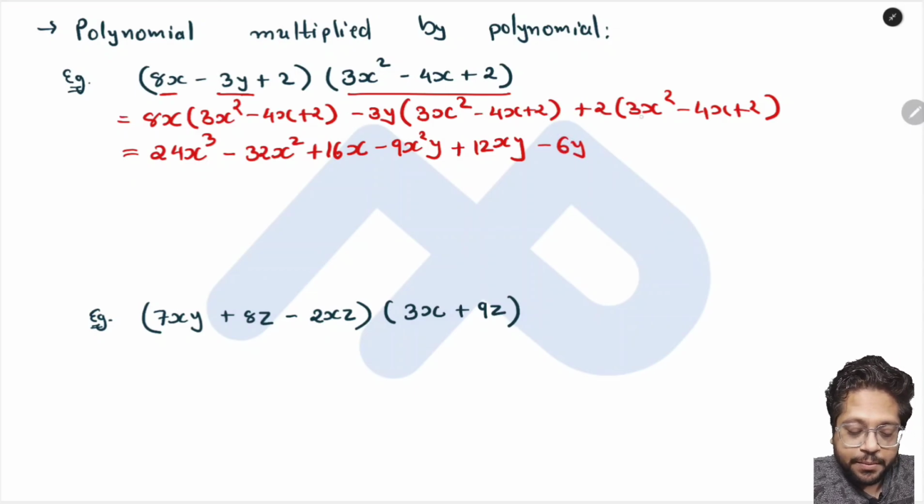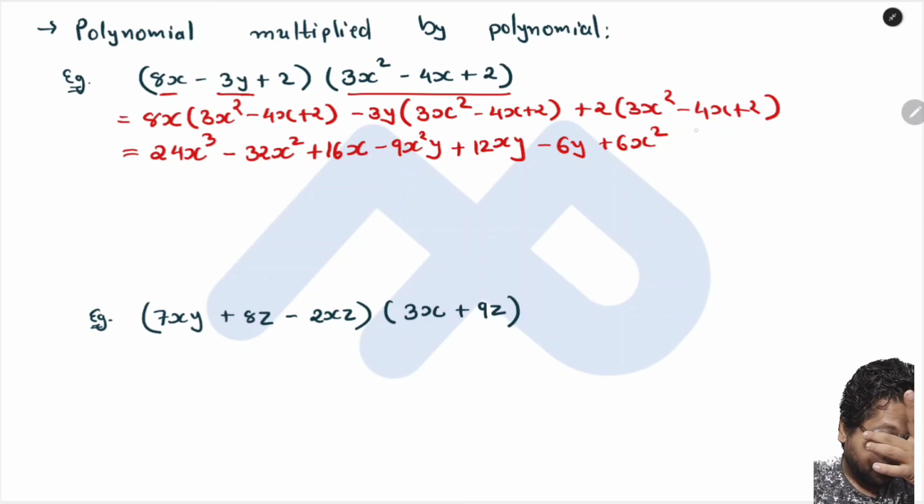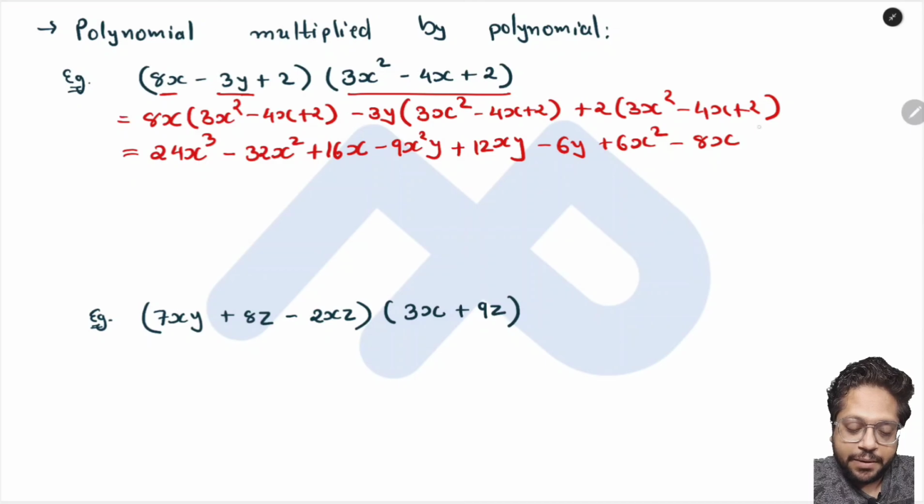Similarly, this 2 will be multiplied with 3x square, and that is a positive 2, so it will be positive 6x square. Similarly, positive 2 multiplied by minus 4x, that will be minus 8x, and positive 2 multiplied by positive 2, that is positive 4.